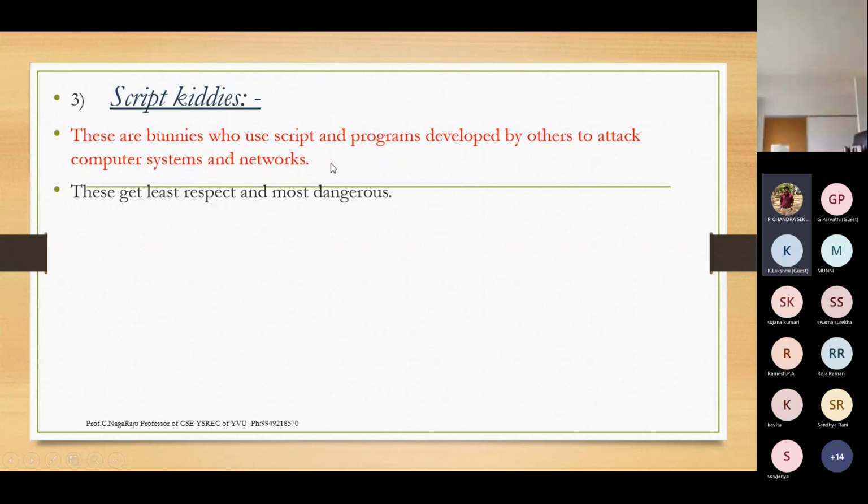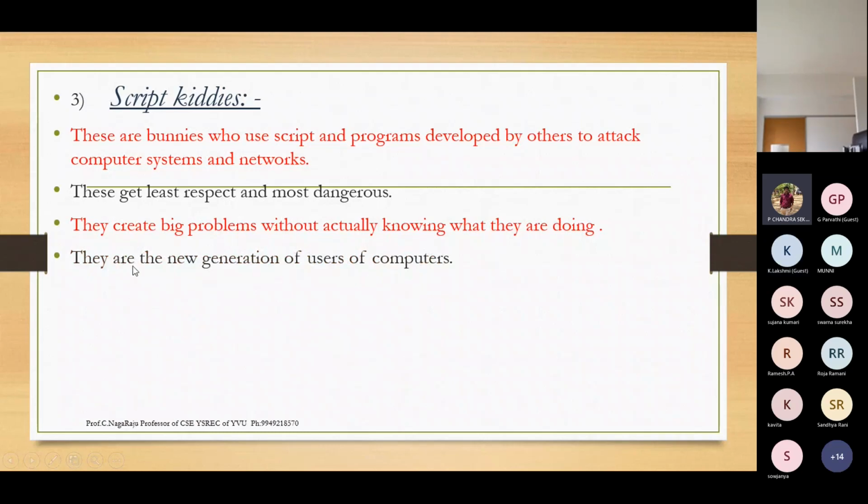Whatever programs they can find on the internet, they can download and execute, but they don't know for what purpose the program was written. They don't know how much it is damaging the systems. They create big problems without actually knowing what they are doing, right? They are the new generation of computer users. Script kiddies are very dangerous. They don't know anything; they simply download programs from the internet and execute them.